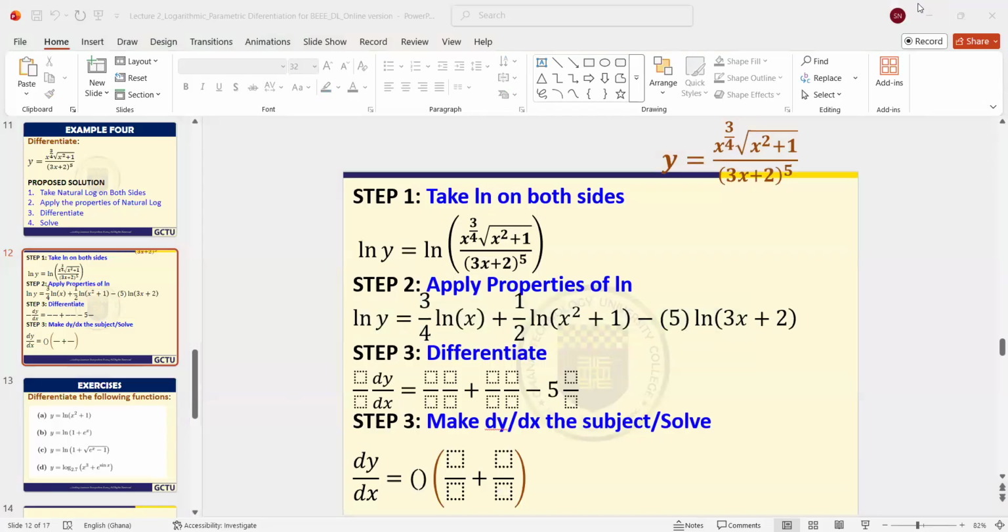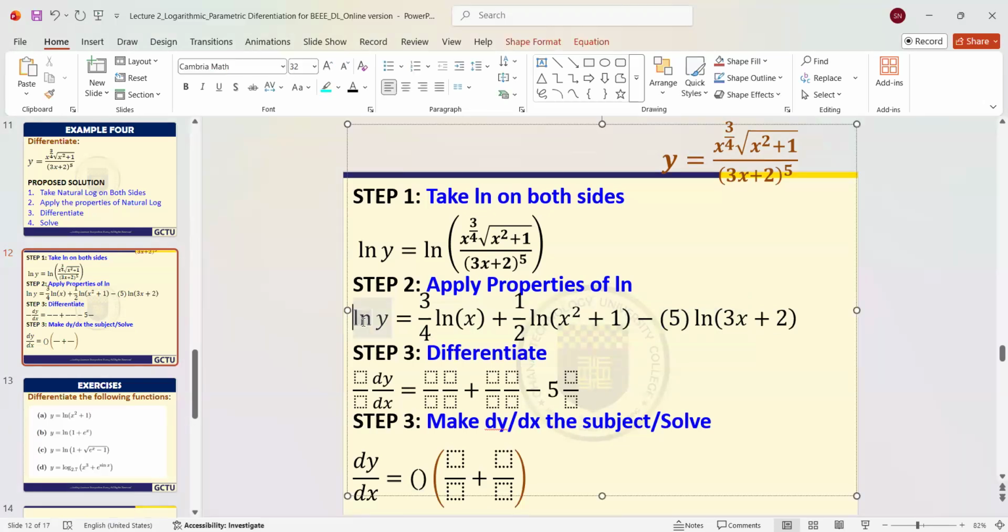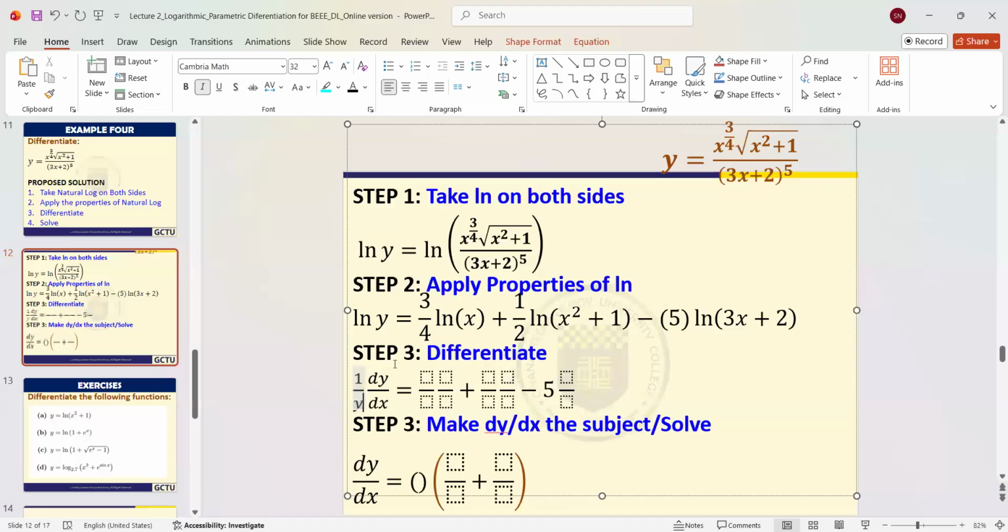Now we differentiate. Remember the rule for differentials. If you differentiate natural log of y, it's going to give us 1 over y, then dy/dx, because y is a parameter here. Now we come here. When we differentiate natural log of x, that will give us 1 over x.